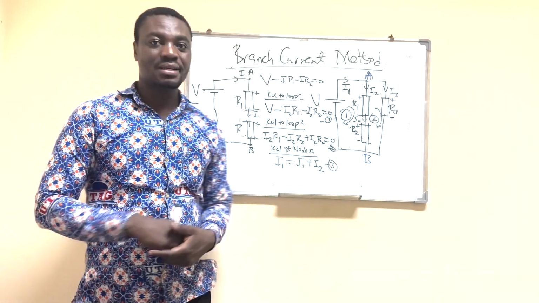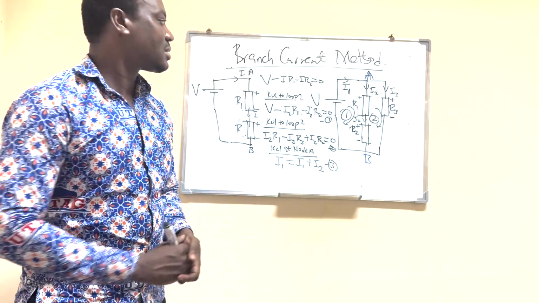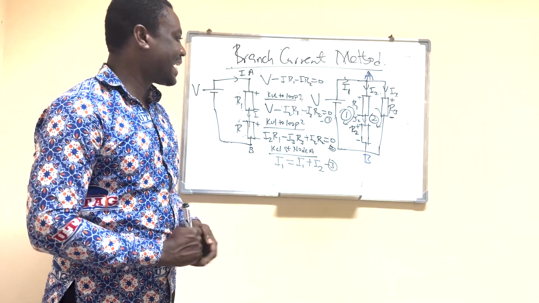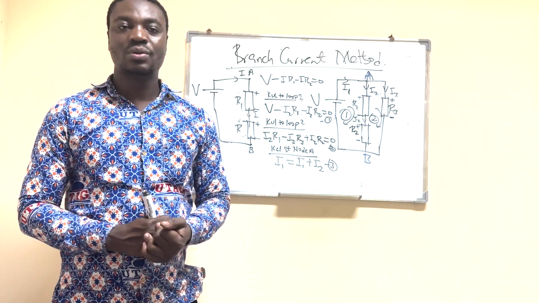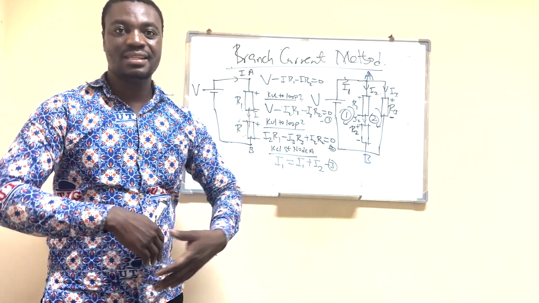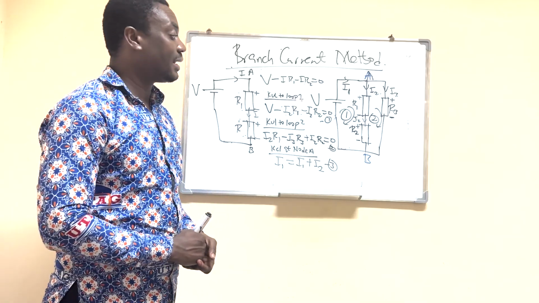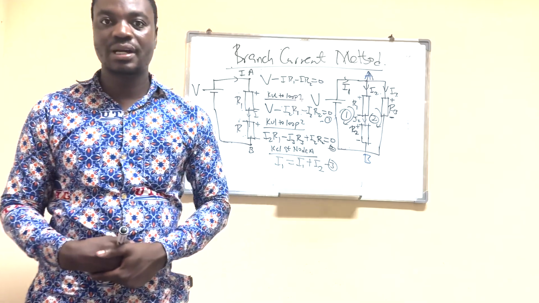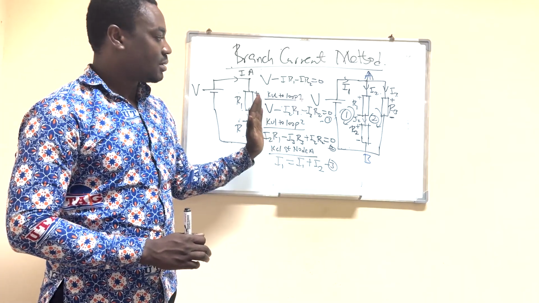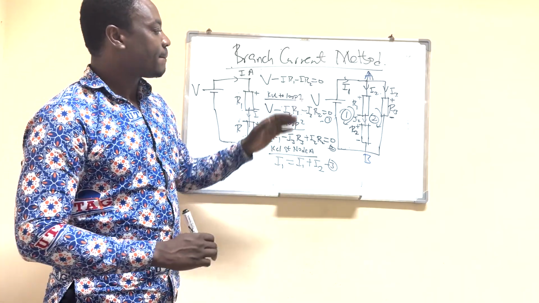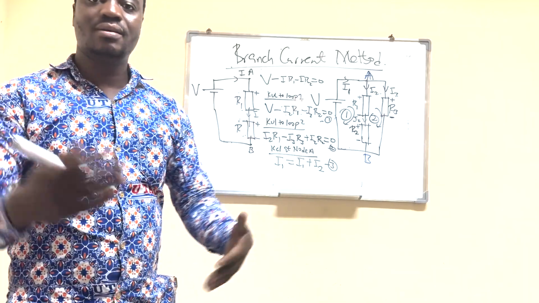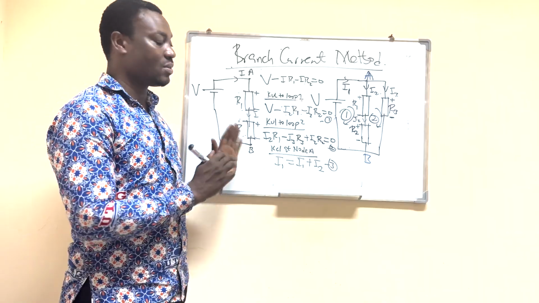When it comes to the branch current method, it's a method we use to find the current flowing through a circuit diagram by assigning currents to the branches in the circuit diagram. As a result, we can write or derive equations from the circuit diagram by applying what? Kirchhoff's voltage law and Kirchhoff's current law.